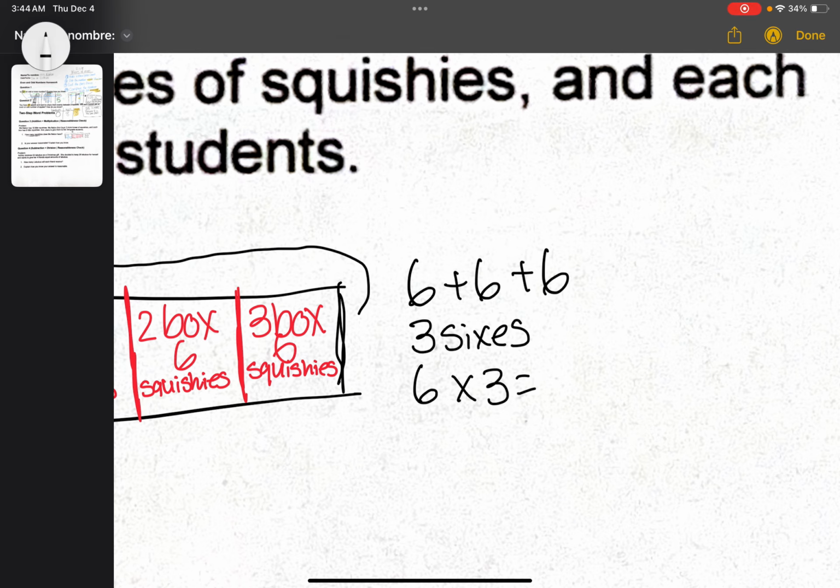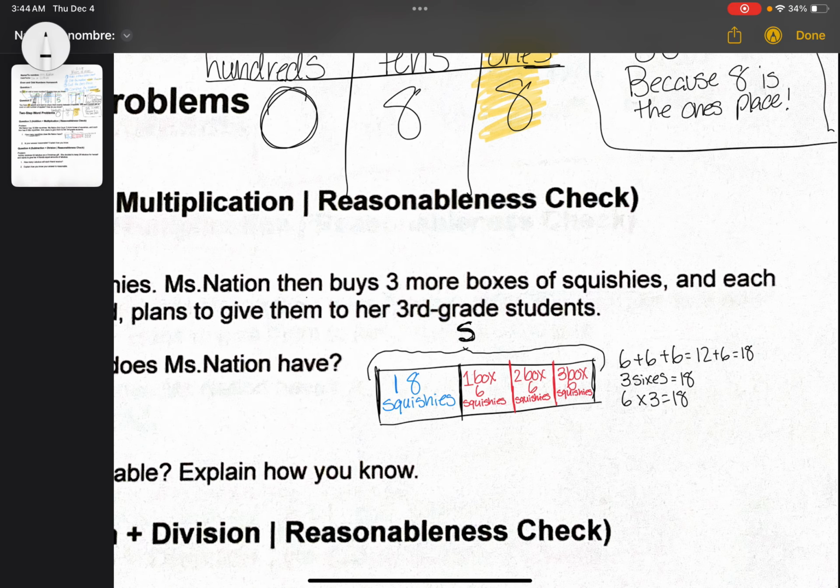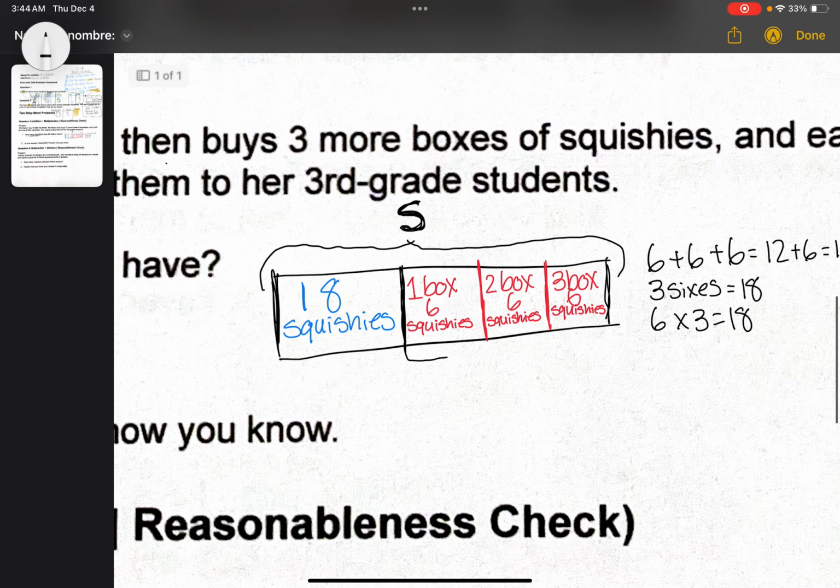Now, my little third graders, my amazing third graders, do you guys remember what 6 times 3 is? Y'all do. I have y'all. So it is 18. 3 6s is 18. And to further break it down, remember, 6 plus 6 is 12. Plus 6 is 18. So that means Miss Nation bought 18 more squishies. So at the bottom of our strip diagram, I want you guys to write plus 18 squishies.